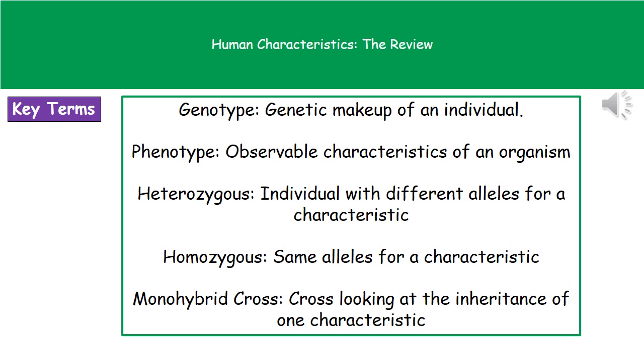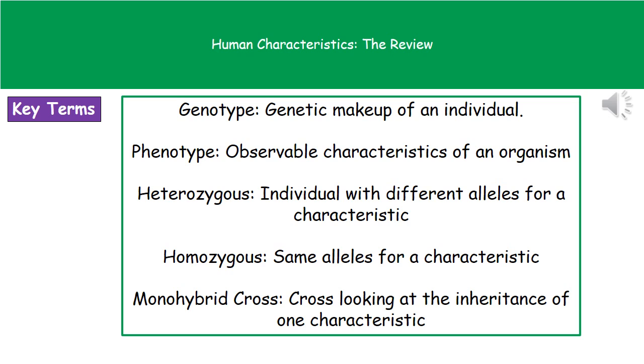We've got a few key terms we need to know the meanings of here. So the first one is the genotype, which quite simply refers to the genetic makeup of an individual. So we're talking genes here. The phenotype are the observable characteristics of the organism. So that would be blue eyes, for example.